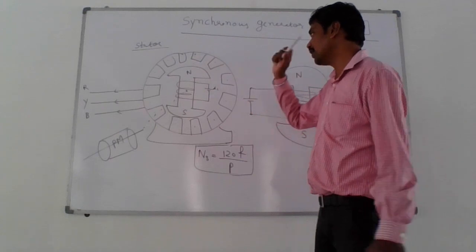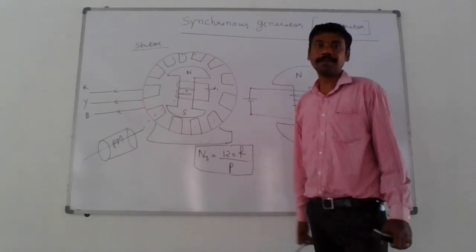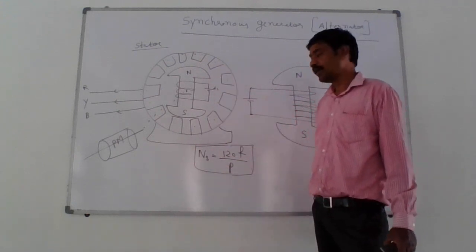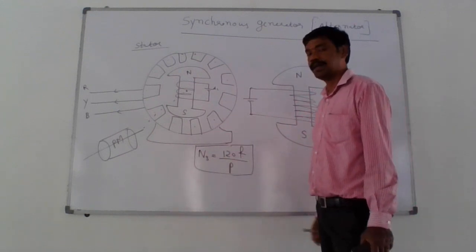For a 2-pole machine it is 3000 rpm. For a 4-pole machine it is 1500 rpm. For a 6-pole machine it is 1000 rpm. For an 8-pole machine it is 750 rpm. Like this, the rpm keeps reducing as the number of poles increases.